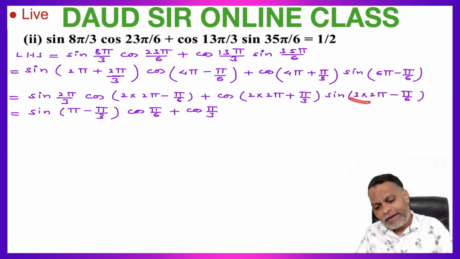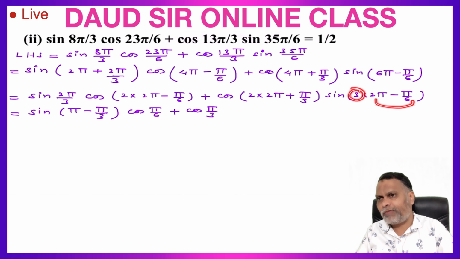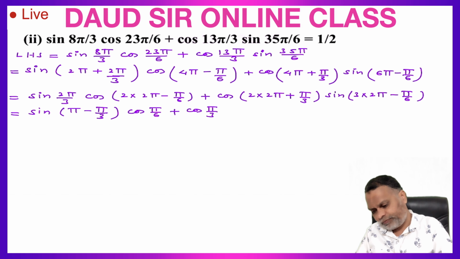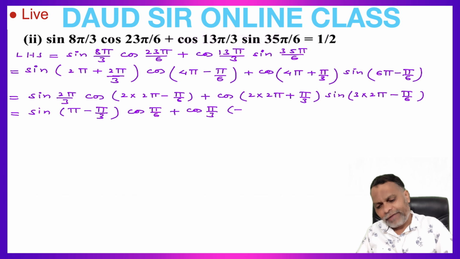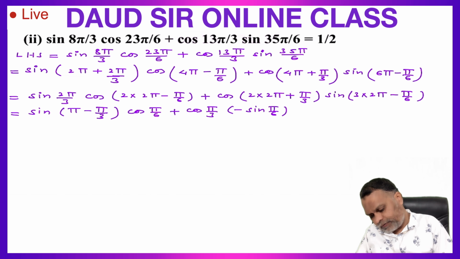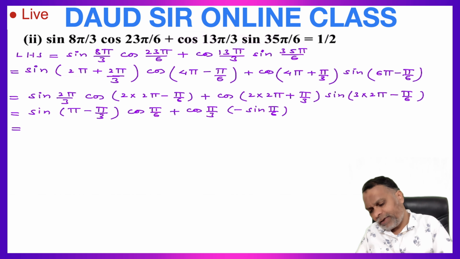Sin n into 360 minus theta, and 360 minus theta is the same thing. This 3 is the number of rotation only. 360 minus theta lies in fourth quadrant. In fourth quadrant cos is positive, this is sin, so take minus sign. In case of 360 degree there is no change, so it is sin pi by 6, minus sin pi by 6, which is equal to sin 180 minus theta.